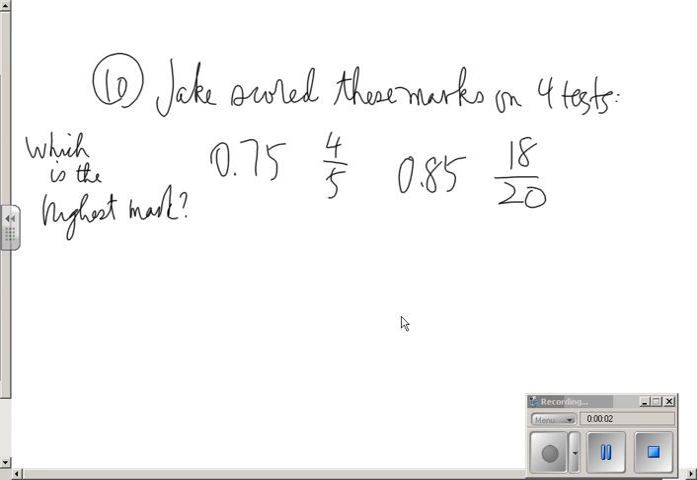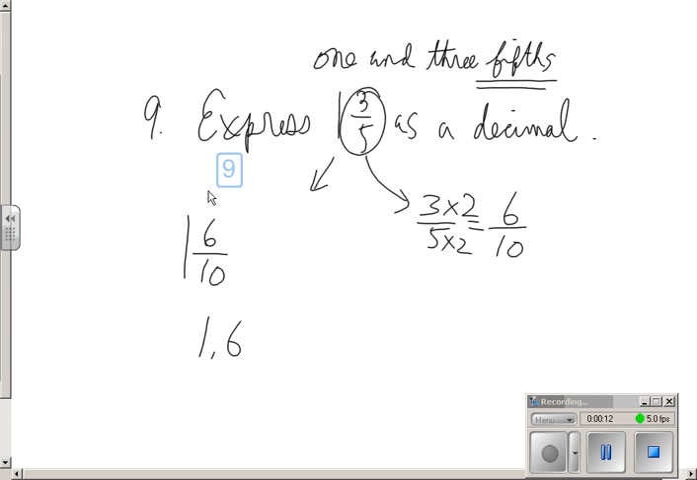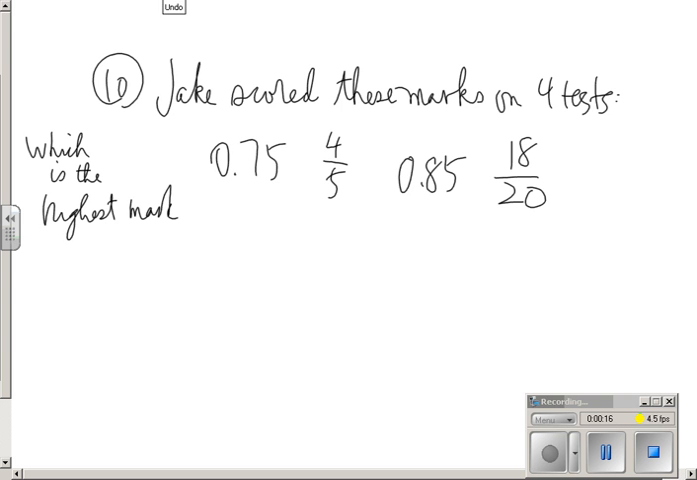Question 10 of the review says, Jake scored these marks on 4 tests: 0.75, 4 to 5, 0.85, and 18 out of 20. Now, I purposely didn't read those properly. Let's see if I can get this back where it was. There we go. Because obviously, if I read that properly, it would make this question a lot easier.